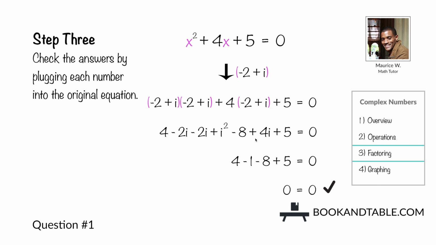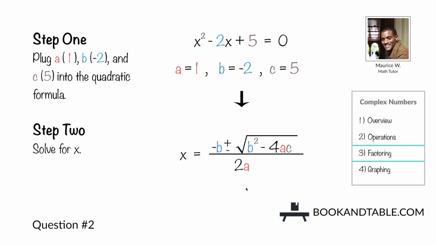So the answer to question number 1 is negative 2 plus or minus i. Let's take a look at question number 2. We were given x squared minus 2x plus 5 is equal to 0. We have 0 on the right side, so we're ready to go.